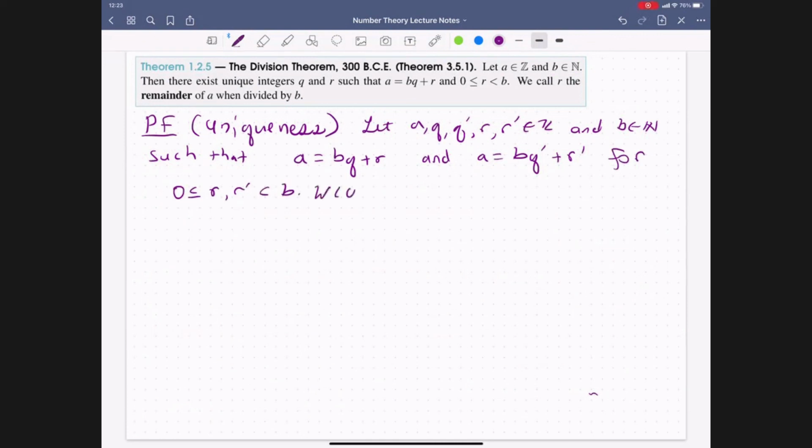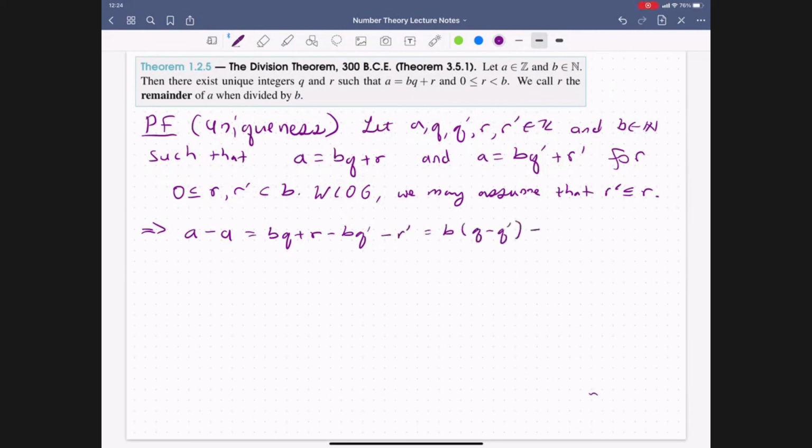So without loss of generality, we may assume that R prime is less than or equal to R. And now what we're going to do is subtract the two equations from each other. So we're going to subtract the two equations, A equals BQ plus R, and A is equal to BQ prime plus R prime. And so that will give us A minus A equals BQ plus R minus the right-hand side of BQ prime plus R prime. So once we distribute the negative, we'll have minus BQ prime minus R prime. Let's go ahead and collect some of the like terms. We have B times Q minus Q prime plus R minus R prime. And so we have this here.